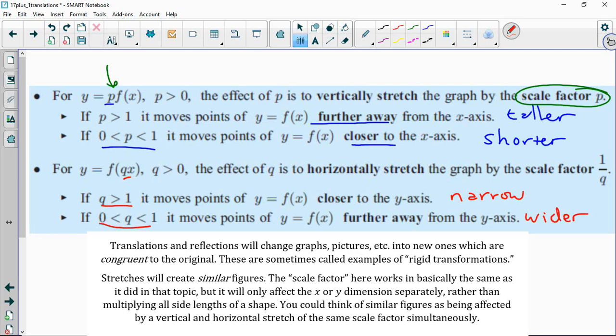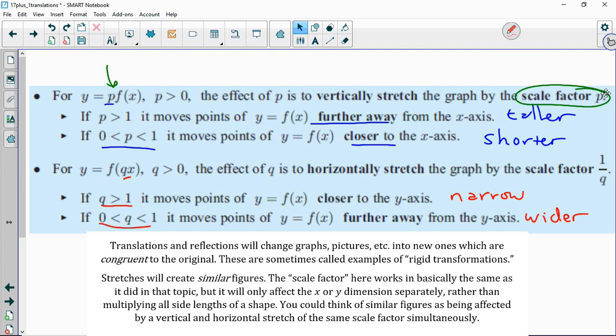So again, just like with translations, let's look at what they have in common now. Anything that's happening vertically is going to happen outside of the parentheses, and it's going to be kind of what you would expect it to do. Anything that's horizontal is happening inside the parentheses, and it's behaving in the opposite way.